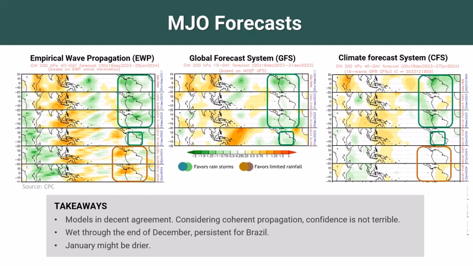Note that several of the models are showing these weather conditions persisting in Brazil, even into early January. And we know that this time of the year, Brazil can get a lot of rainfall events, so it's something to be attentive to, ¿no?